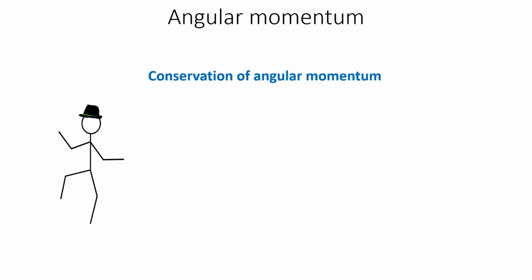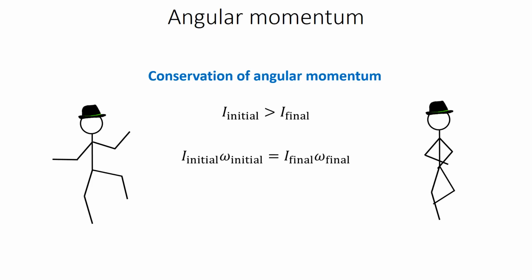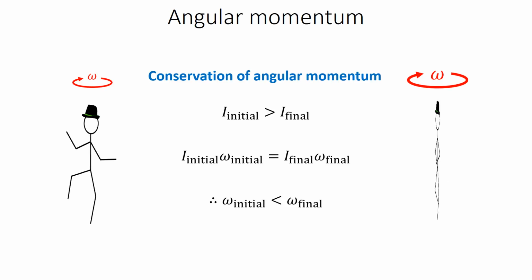A great example is the case of a spinning figure skater who can change their speed by extending or tucking in their arms. When a skater brings their arms into their chest, their mass moves closer to the rotation axis. This decreases their moment of inertia, and since the angular momentum is conserved, the angular velocity will increase in response.